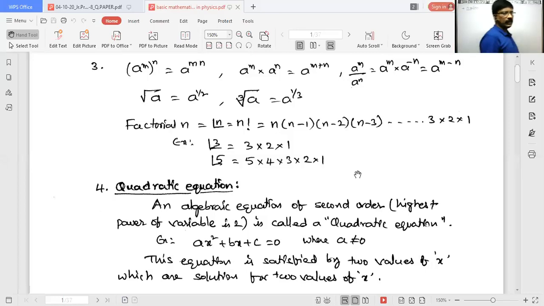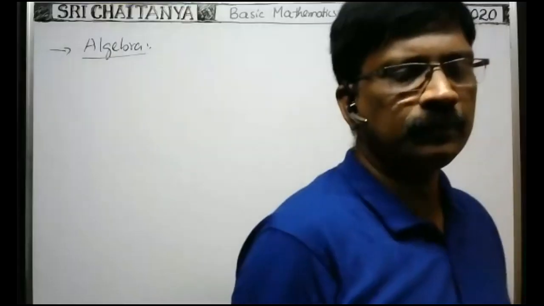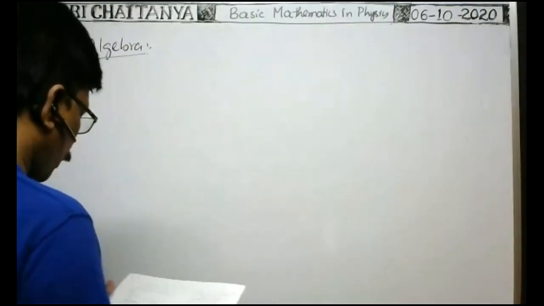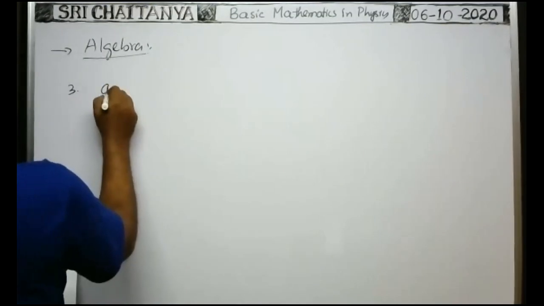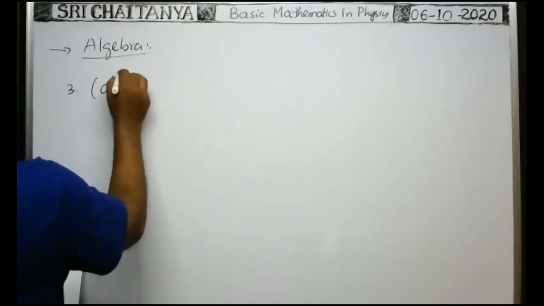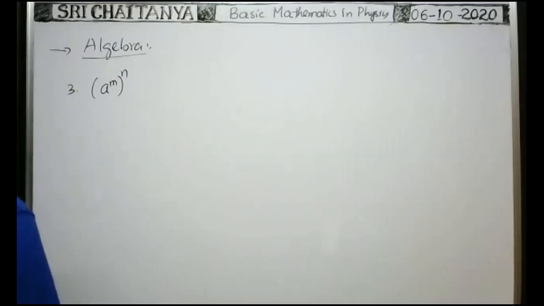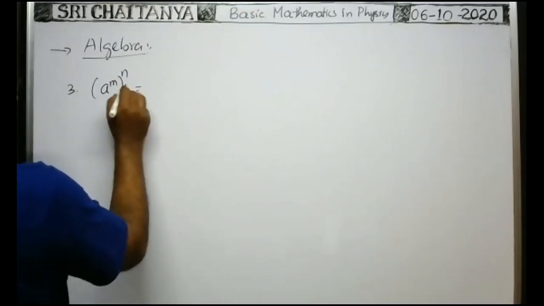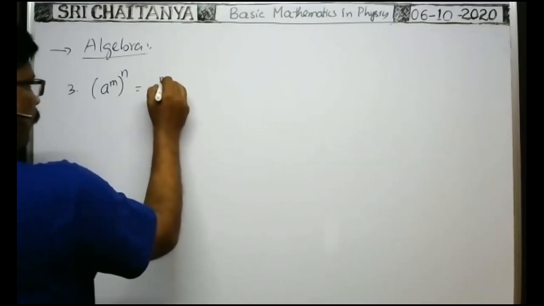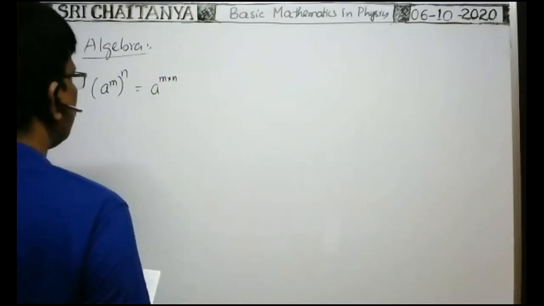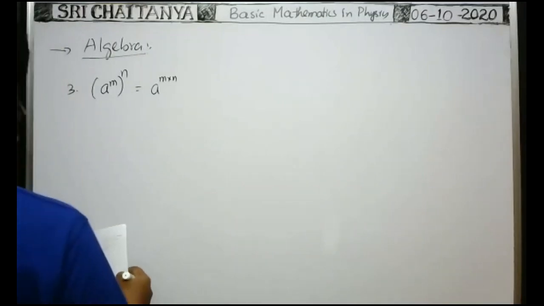Okay, now all of you see on board. Third one. Suppose (aᵐ)ⁿ is there. That means (a²)³ is there. Then this can be written as a^(m×n). A^(m×n), we can write.